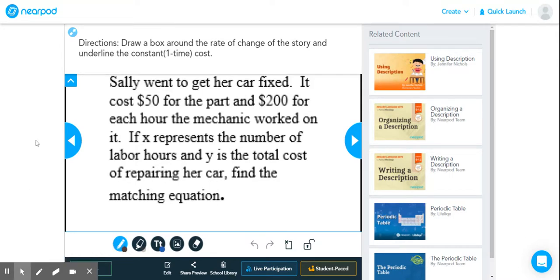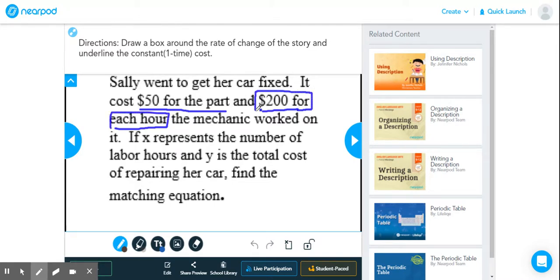Okay, so let's check to see if we were on the right pathway. It says Sally went to get her car fixed. It cost $50 for the parts and $200 for each hour the mechanic worked on it. I'm just thinking about right now, Sally's going to go get her car fixed. Is she going to buy more than one part? No, she just needs the one part for her car. So going back to the idea of underlining the constant value, this is that one-time fee, $50. But then every hour that this employee works, they're going to charge me $200.